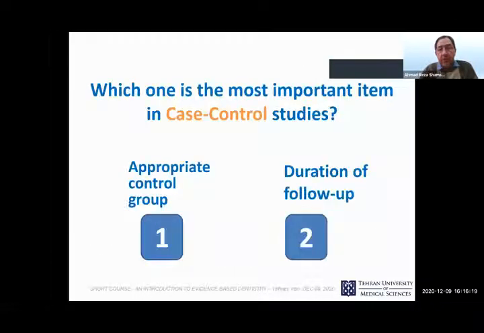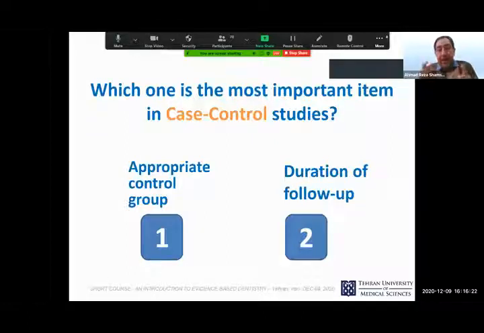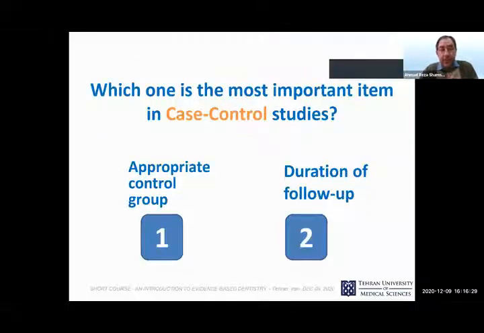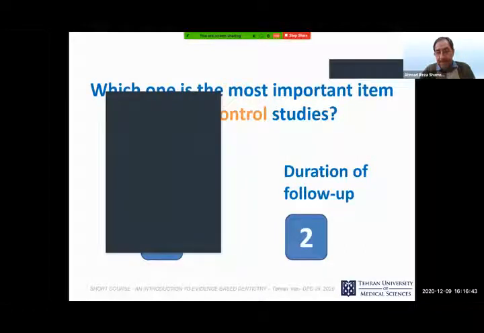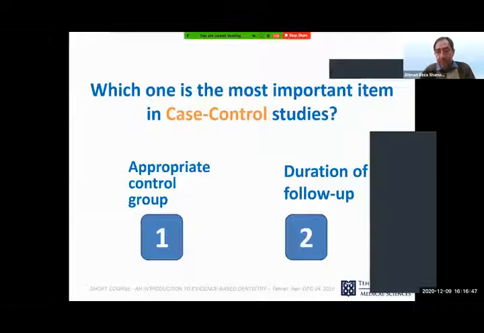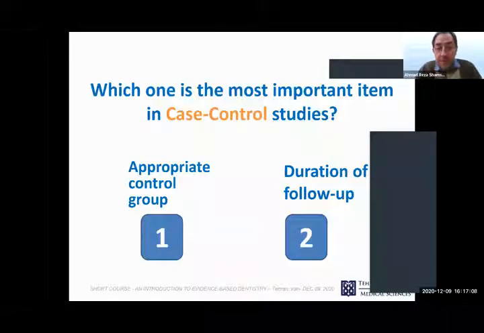So a question: which one is the most important item in case control studies? Appropriate control group or duration of follow-up? Of course, all of them are important. So which one is the most important? Good, great. Exactly. The most important is selection of the control group. Yeah. The weak point of case controls is the controls.